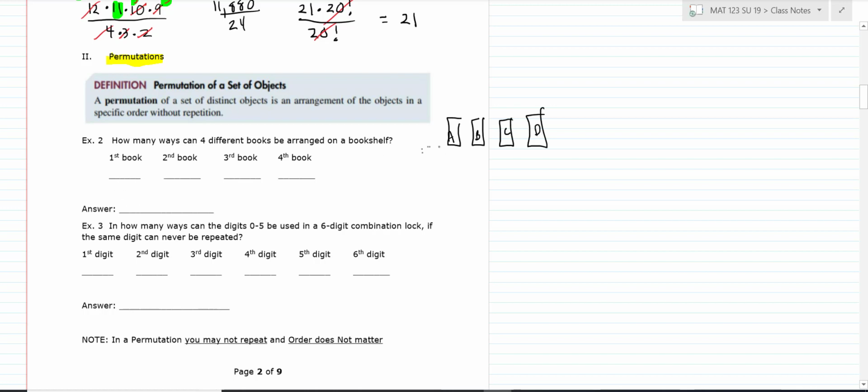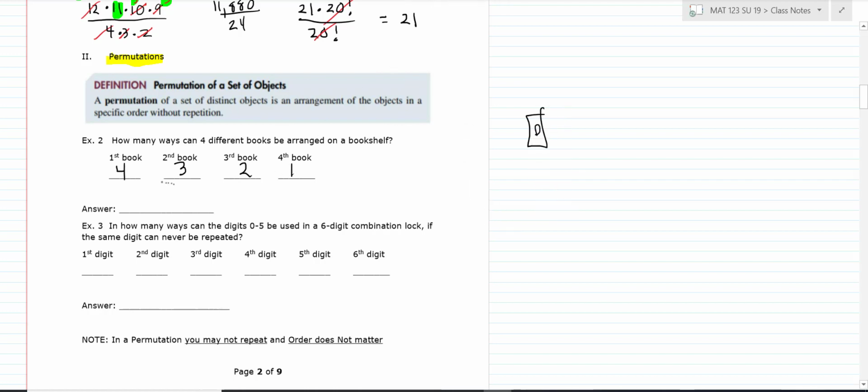Well, the idea is this. When you pick a book and put it in this location on the bookshelf, you have 4 choices. It doesn't matter which one I pick. Let's just say I picked C. After I pick C, how many are left to put here? Yes, there's 3 left over. So let's say that we picked book B. How many are left over? There's 2 left over. Then that one's on the bookshelf, so we have 1 left.